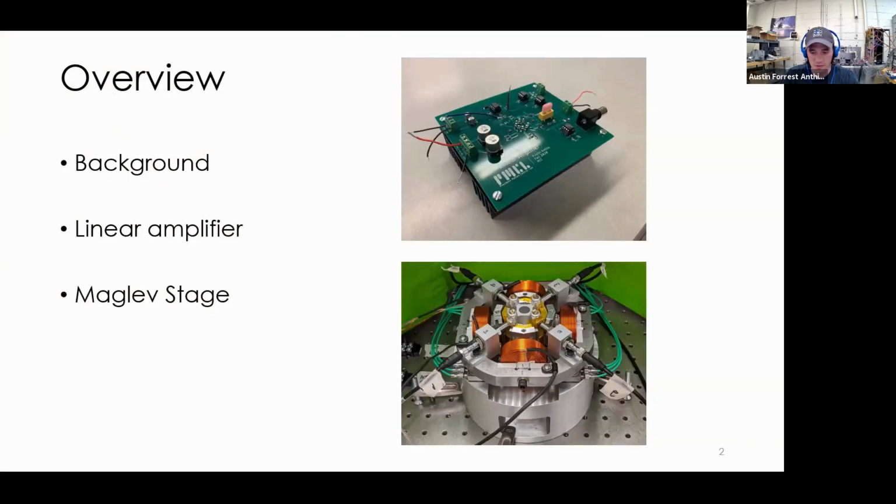So first, I'm going to give you a little bit of background about what the research scope is. And then the two examples of loop shaping are the linear amplifiers that I'm using to power the stage, and then the stage itself. The amplifiers, I think you're going to find very familiar from the design problem.